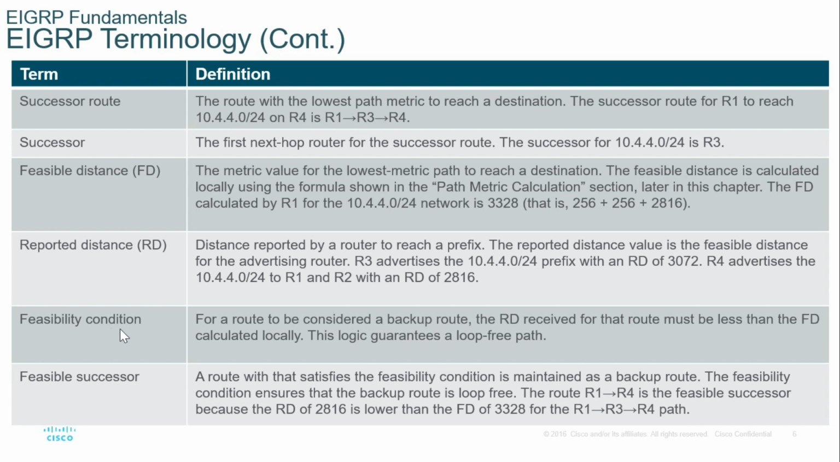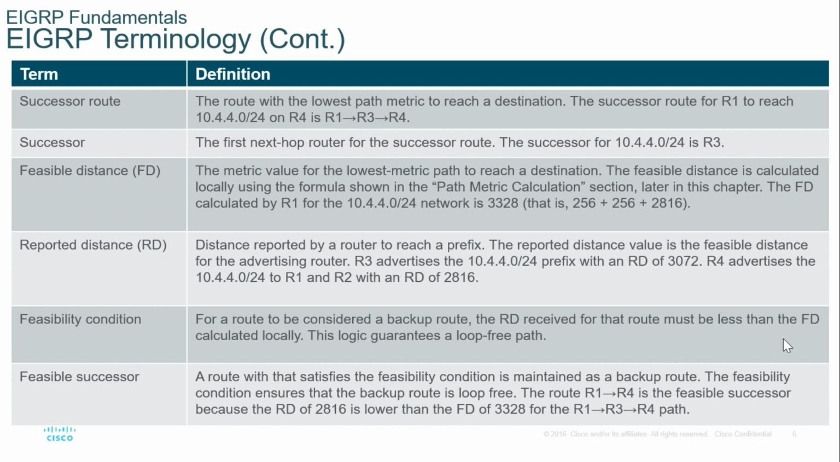Next, we have something called feasibility condition. Okay, so this condition is the condition being used to determine whether a successor can contain the successor route. Sama ada sesuatu path itu boleh dipilih sebagai the best path or not. So, kita gunakan feasibility condition. For a route to be considered a backup route, the reported distance received for that route must be less than the feasible distance calculated locally.